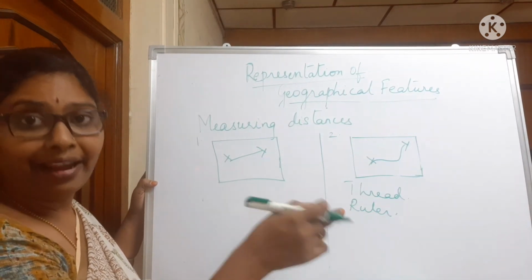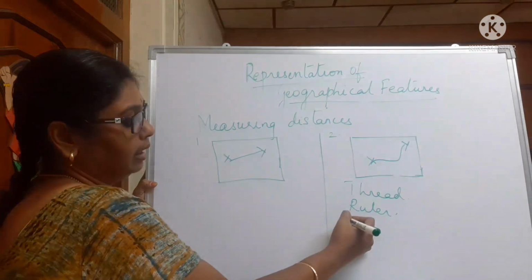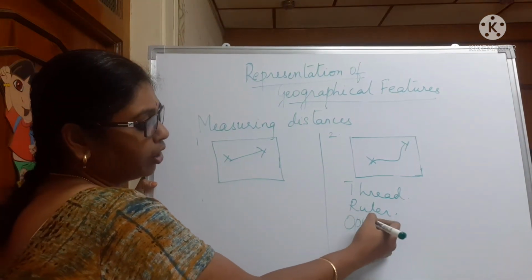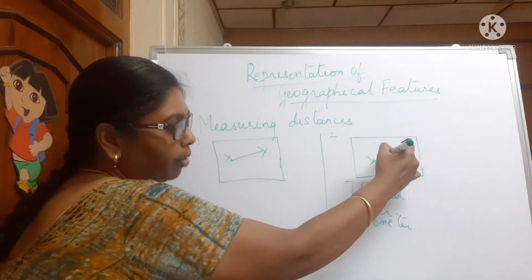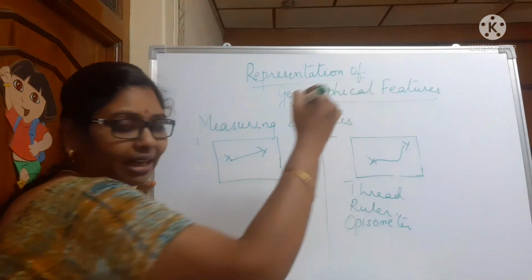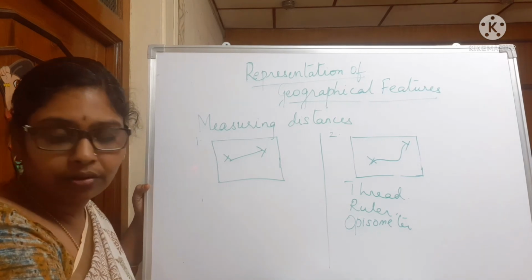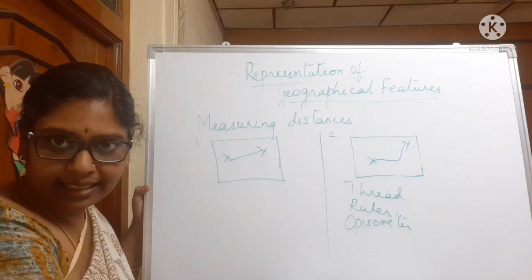Okay. If not, there is an instrument called an opisometer. So move the opisometer along the curved line distance. It gives you the curved line distances.